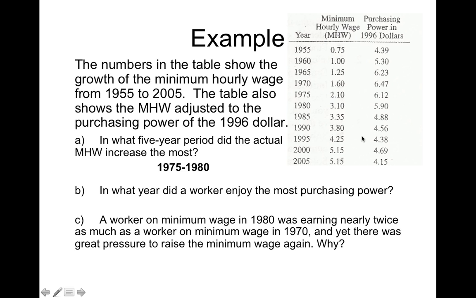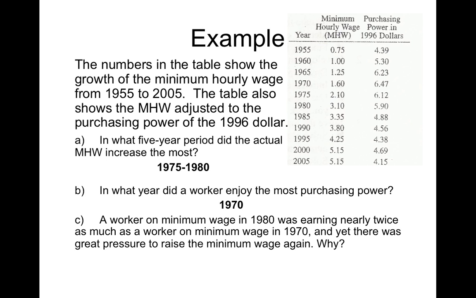Part B, in what year did a worker enjoy the most purchasing power? So again, you have to read the question and know where to look. In this case, we're going to look on the right column and just look for the biggest number here. So in 1970, it looks like we had a purchasing power of $6.47. So even though the jump was biggest right here, we actually had the largest purchasing power in 1970.